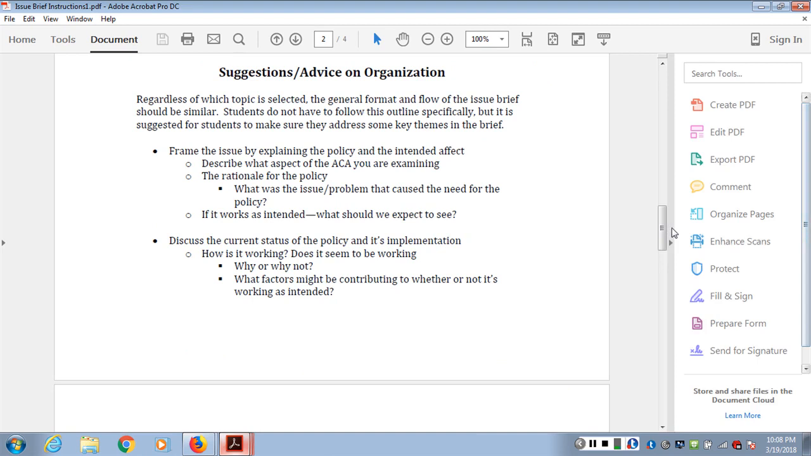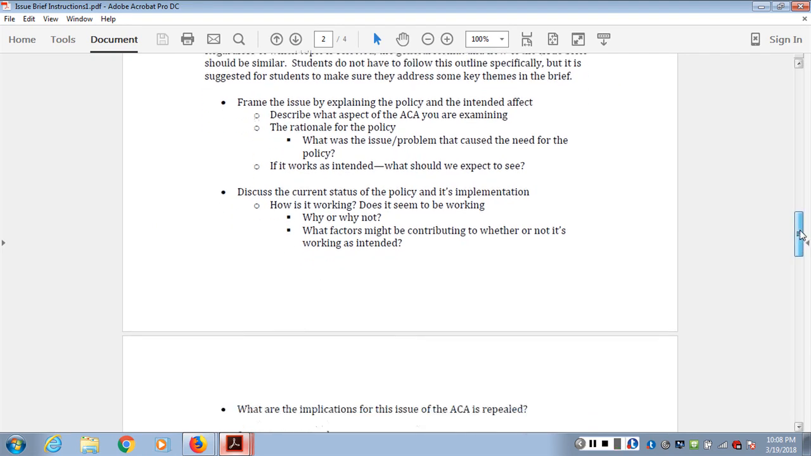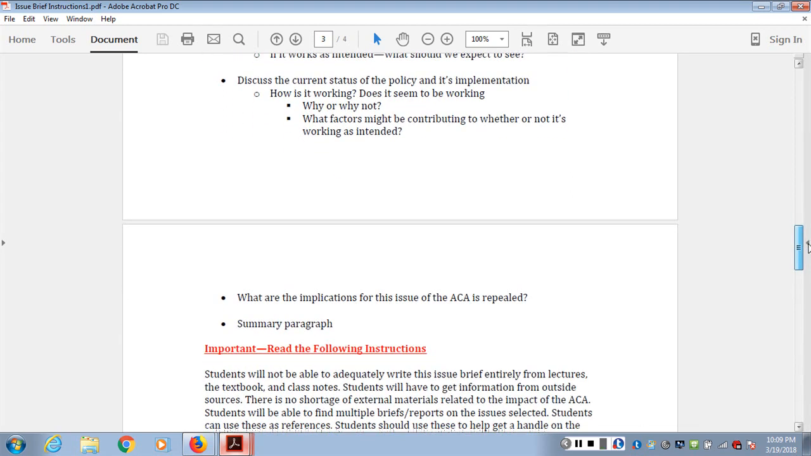So first, frame up your issue by really explaining the policy and what its intended effect was. Remember, the first thing before this even that you want to have is that hook, that one-liner sentence that's going to bring the audience into your issue brief, and then start talking about the policy and what was supposed to happen as a result of that policy. So explain what particular issue you're looking at and why the policy was put in place, and if it's working as it was intended when it was created.